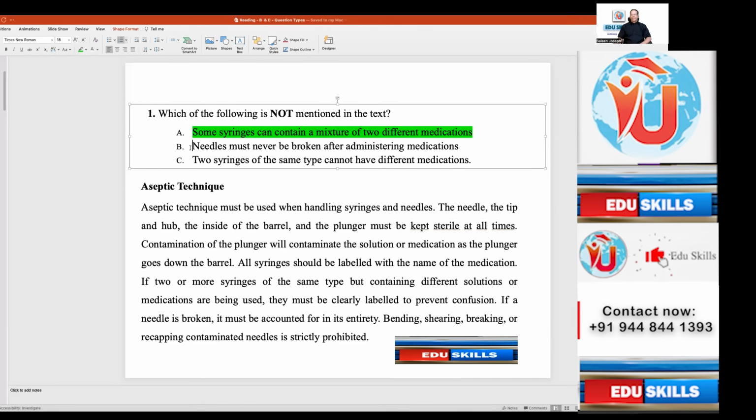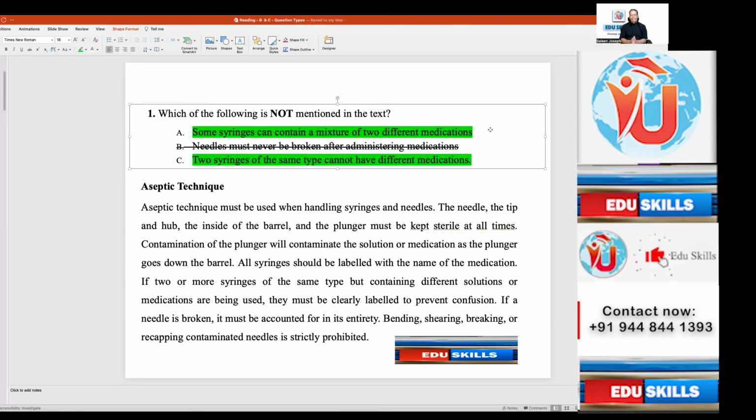Yes. And here, if you're beginners, definitely you have to focus on the synonymous language we used. Some syringes, 2 syringes. Can contain, cannot have. Mixture of 2 different medications, different medications. So those are the synonyms or synonymous language being used. What is the conclusion? One of these must be the answer. So what happens? Automatically, the other one is eliminated.